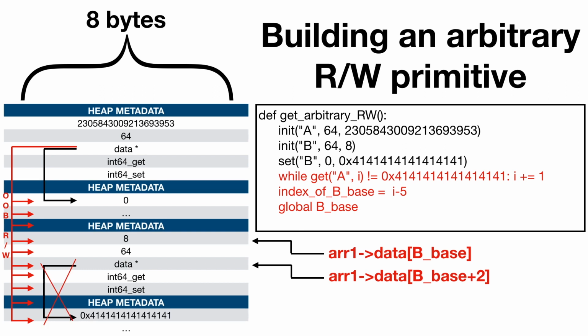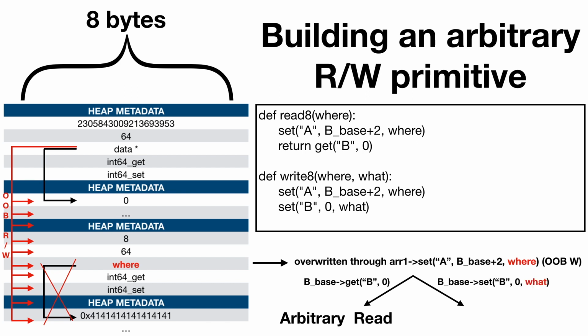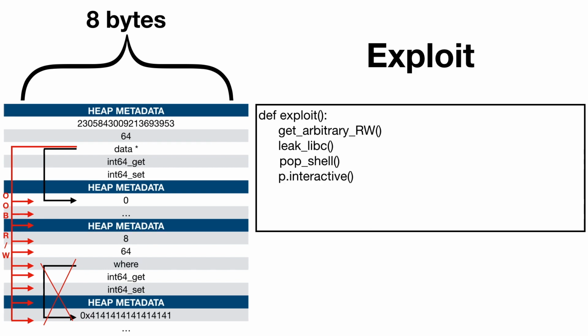This means that we can overwrite the data pointer to anything we want, and this is achievable with the set call on the first array. Then we can combine this with the get on the second array to get an arbitrary read, or a set to get an arbitrary write. Now with these two primitives we can build our exploit, which will simply leak two addresses from libc to identify the correct libc and defeat ASLR, and then we're gonna pop a shell.